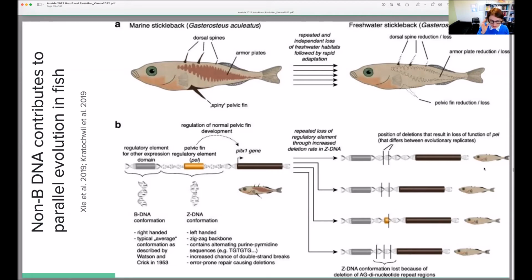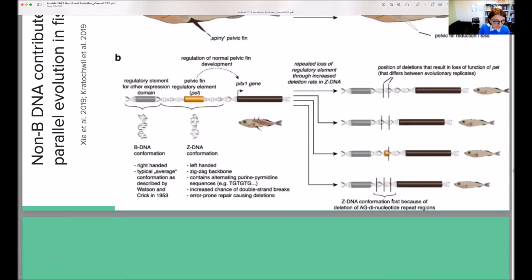So this changes evolutionary dogma. Usually we think about mutations that they occur rarely, that they are random. Here, the mutation rate is high, and also the mutations repeatedly occur at the same site. And non-B DNA can enable such unusual evolutionary mechanisms.